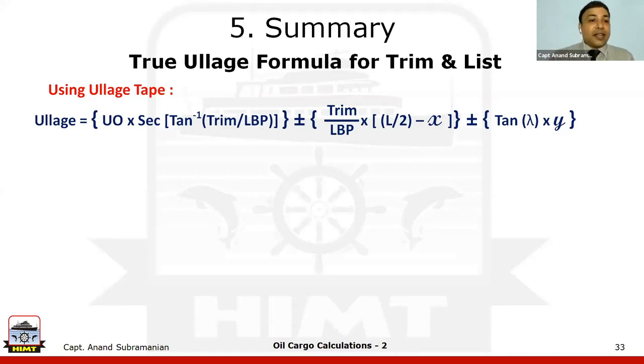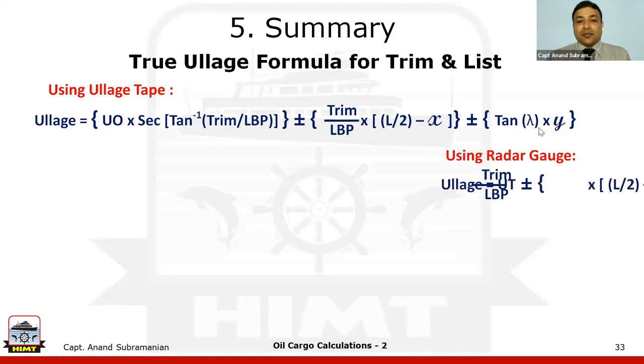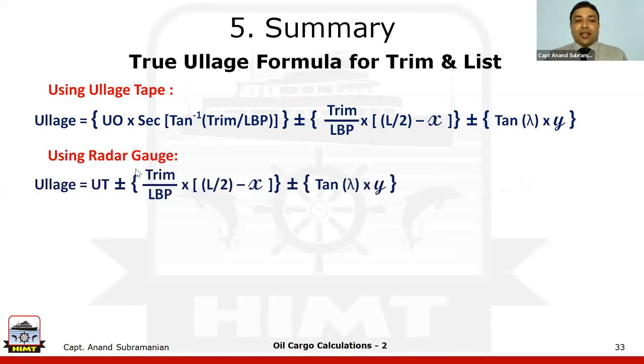Is it clear? Now again, remember, this is a formula for using ullage tape. Ullage tape has got a tape correction. So the final ullage, the true ullage, is tape correction plus minus trim correction plus minus list correction. If you're using only radar gauge, we don't have to do this particular step. Why? Because what we have in hand is already UT. The radar gauge directly gives us UT. So if you're using a radar gauge, this is not required. So we directly go to the second stage and the third stage.